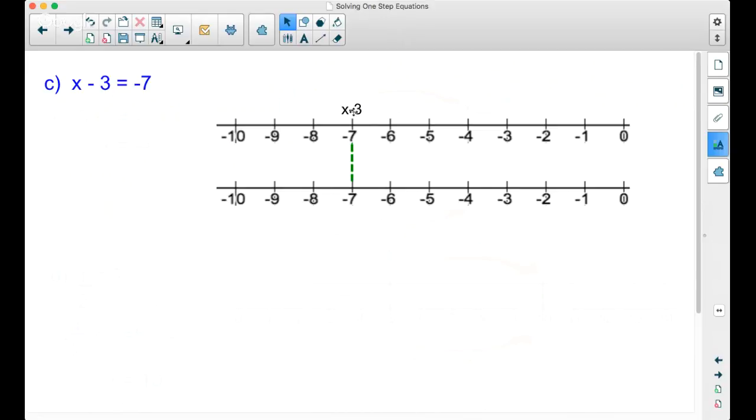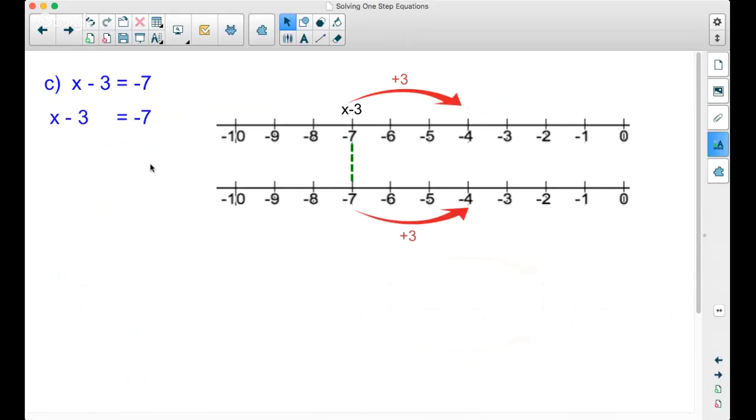If this is x minus 3, where must x be? Well, this is 3 less than x, so x must be to the right 3, and we get there by adding 3. We're going to do the same thing on the bottom number line. Add 3, and we get to negative 4. So again, we'll look at this algebraically.